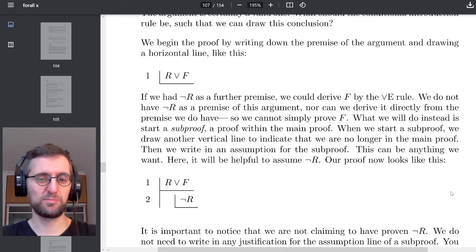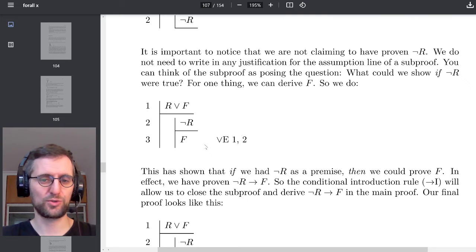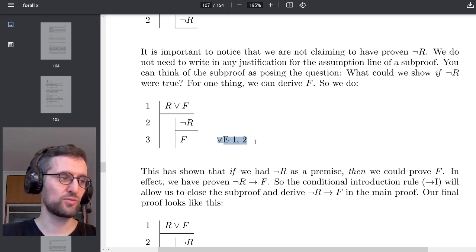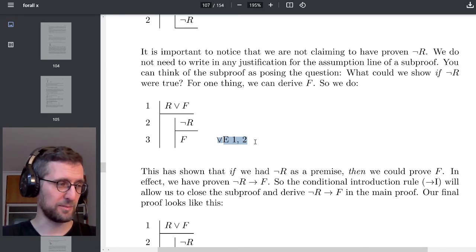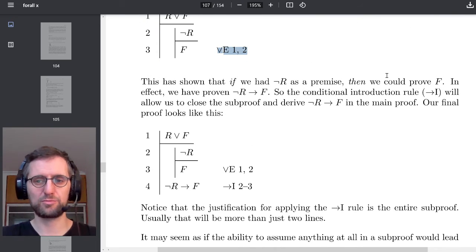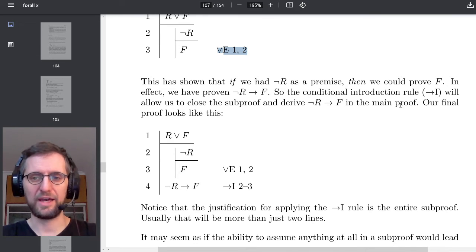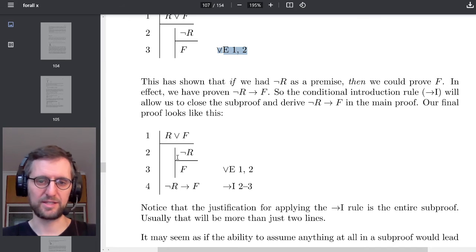So, okay, we assume not R for this instance, and if we assume not R, then we can also conclude, by virtue of the OR elimination applied to lines 1 and 2, F. And we have introduced that elimination rule before. So this has shown that if we had not R as a premise, then we could prove F. In effect, we have proven if not R, then F. So the conditional introduction rule will allow us to close the subproof and derive not R then F in the main proof. Our final proof looks like this.